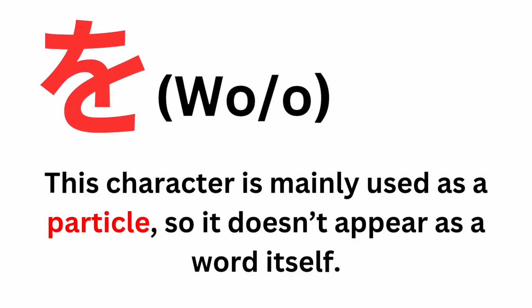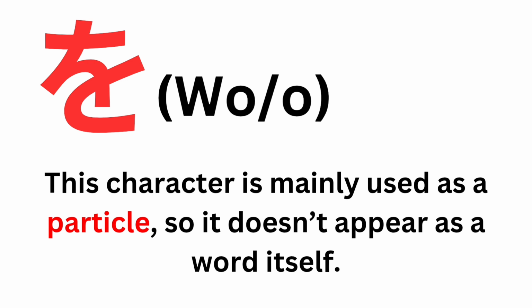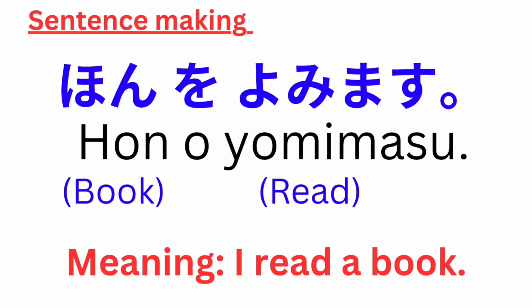The next hiragana: wo. Pronounced o, used as an object particle. This hiragana is mainly used as a particle. Now let's see a simple sentence. Ringo o tabimasu. I eat an apple. Another example: Hon o yomimasu. I read a book.